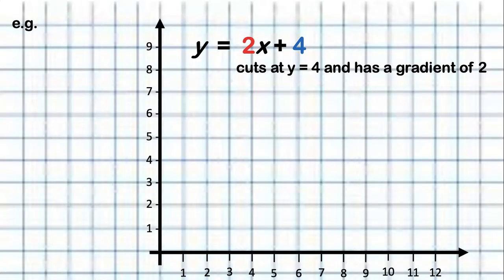So all I need to do on my graph axis is to identify the fact that it's going to cut at 4 there, and then for every 1 across, it's going to go up by 2. Or make your life easier and just go 3 across, 6 up when you're drawing it. So there it is, and it's always good practice to label any line that represents a function with that function itself.